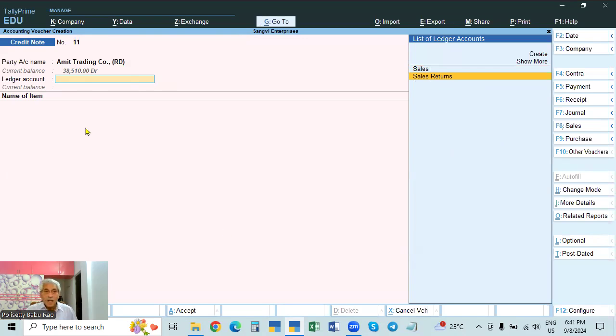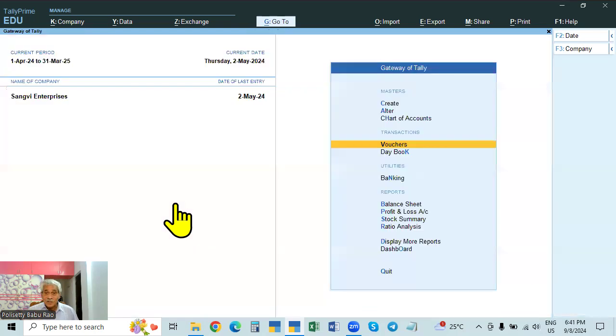Sometimes for sales returns also, we can select this here. Without creating this, we can select sales also here. When there are purchase returns, instead of creating a purchase returns account ledger directly, we can select purchases also. What is the effect of both these?